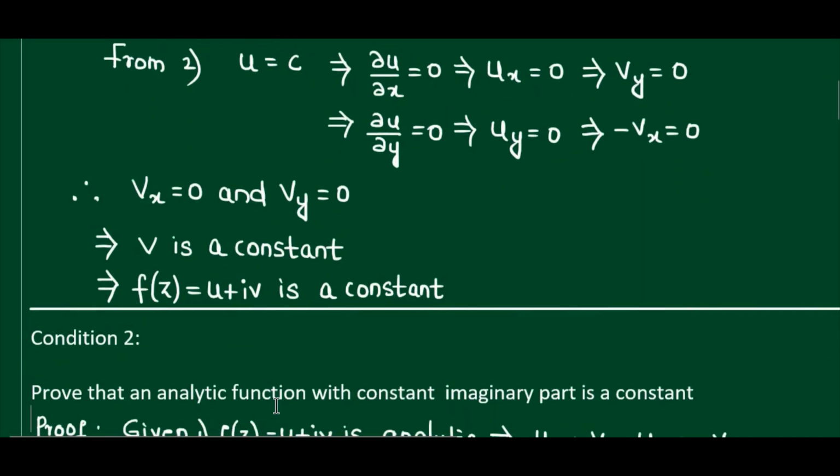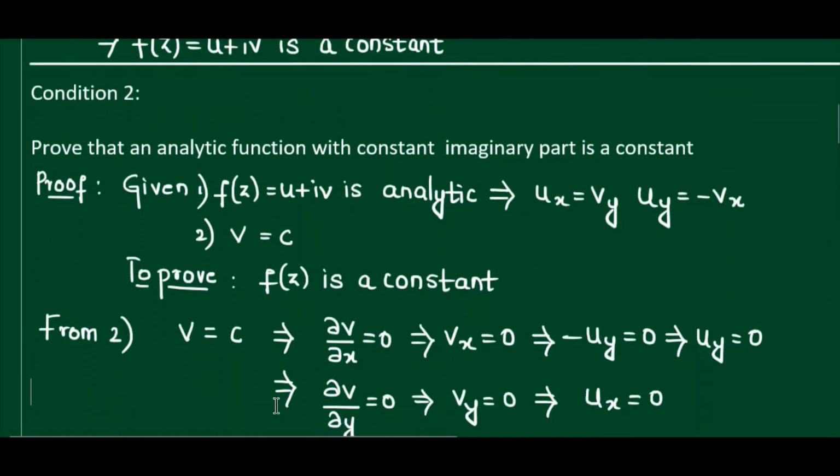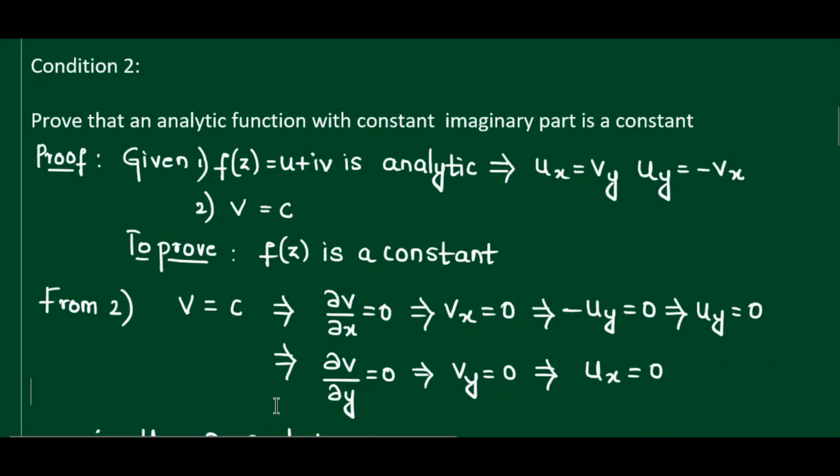Now let us discuss the second condition. Prove that the analytic function with constant imaginary part is constant. Here also write down the given data. f of z equal to u plus iv is analytic. Imaginary part, here imaginary part is v. v is constant, we have to prove f of z is constant. We have to proceed in a similar way we have done with condition 1.